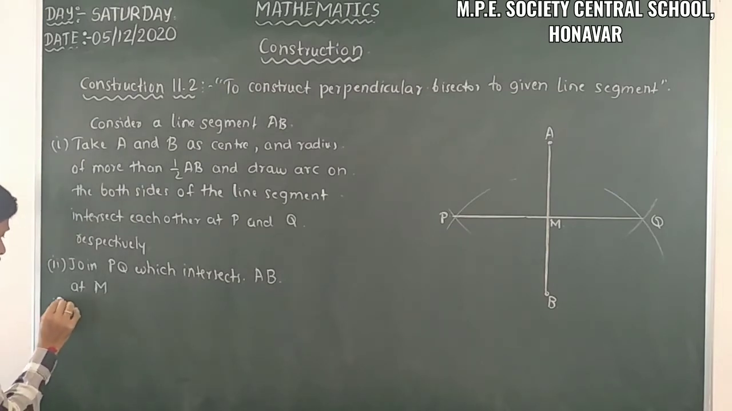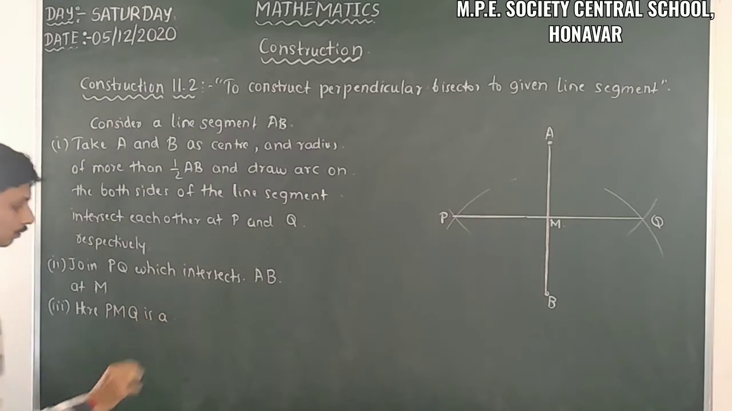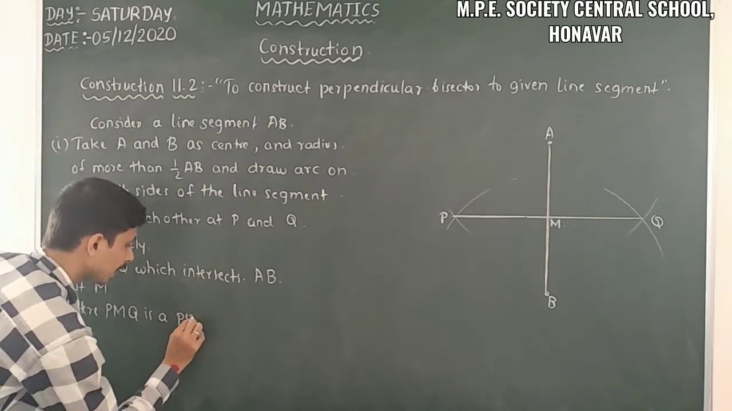Therefore, the third step is: PMQ is a perpendicular bisector.